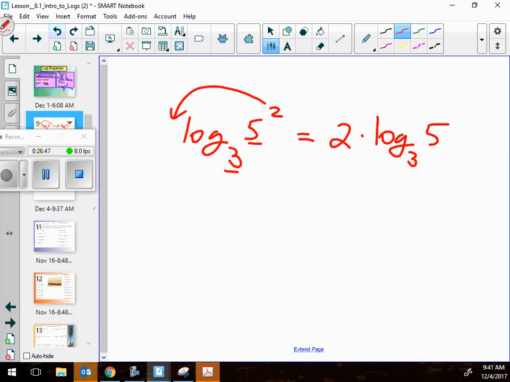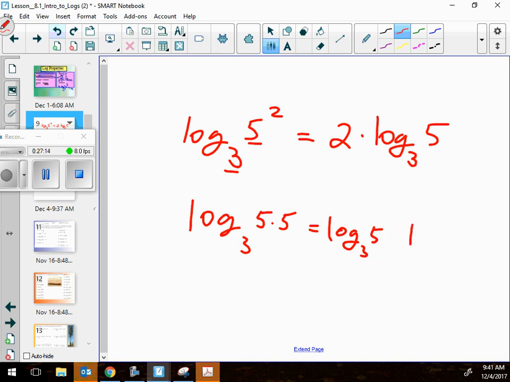I think some of you are probably wondering, why would that be true? Just take the power and slap it in the front? All right, here's how it works. Log base 3, would you agree that 5 squared is really 5 times 5? And then didn't we just have a problem earlier where if it was times, then you could break it into 2 logs? Log base 3 of 5 and log base 3 of 5. And then I could multiply turns into add, right?